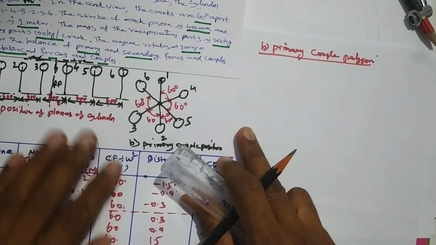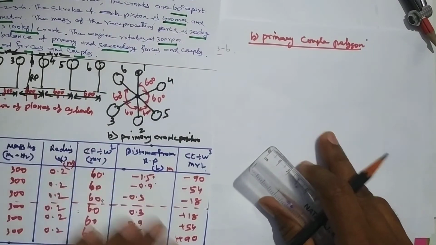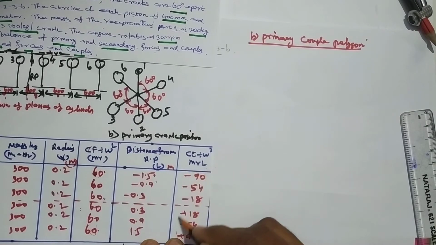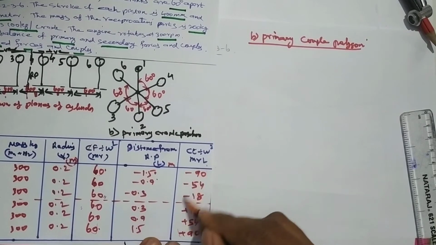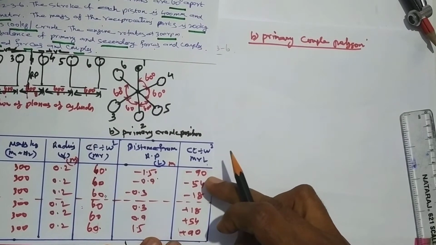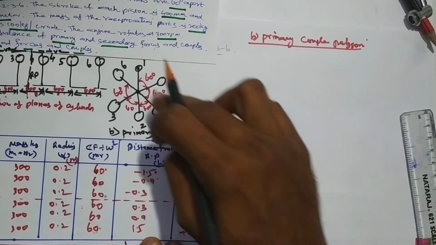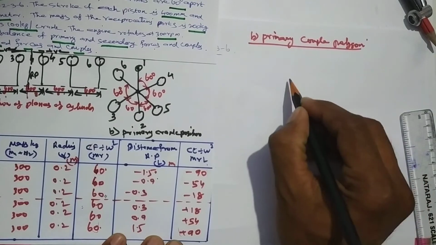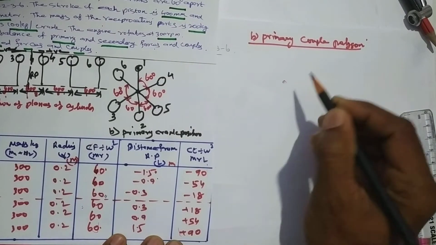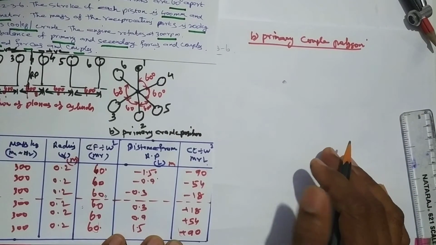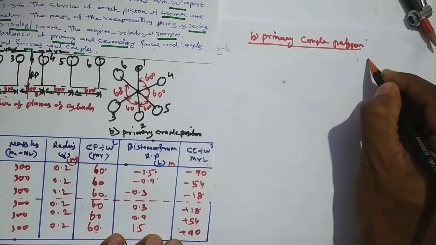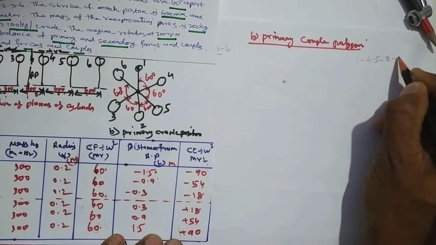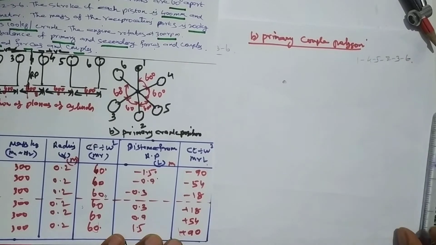You see this table is very clearly mentioned, right. These values are negative, these values are positive. So according to these positive and negative values and this position, you should draw the couple polygon, right. First you mark a point here. According to the firing order, you know that it is 1, 4, 5, 2, 3 and 6, right.